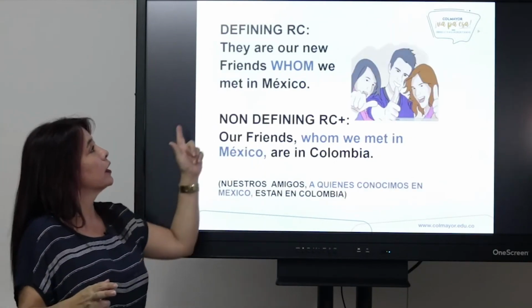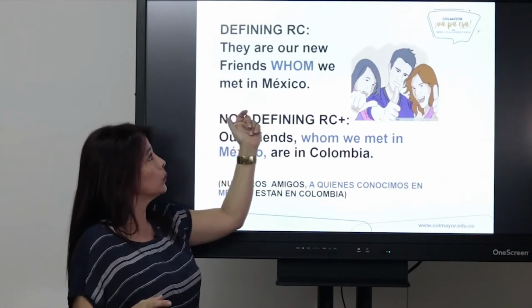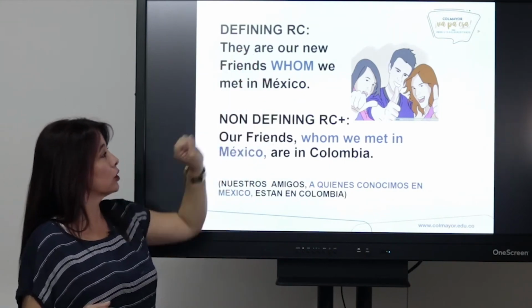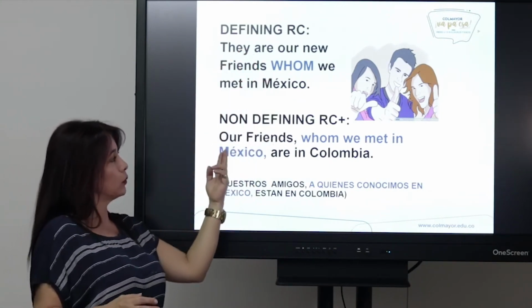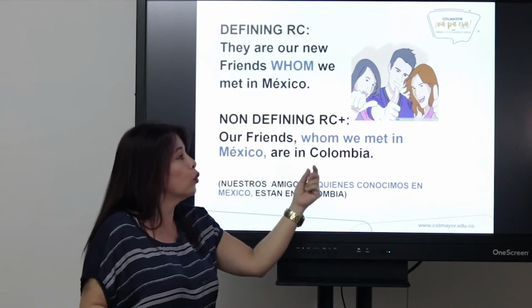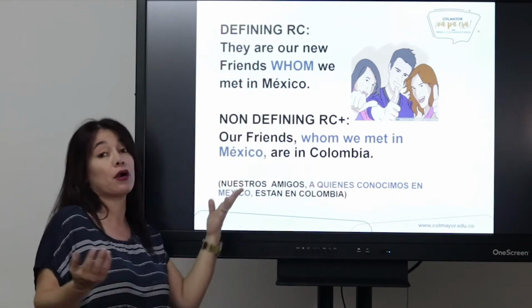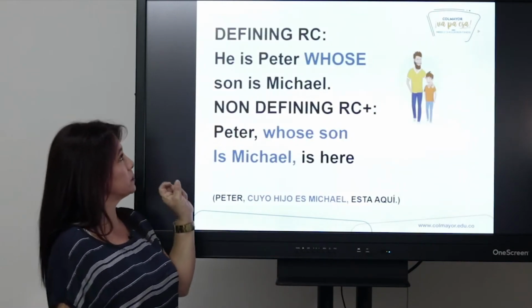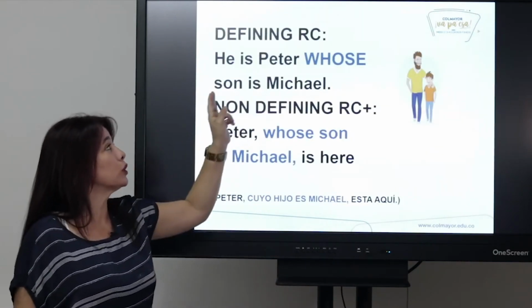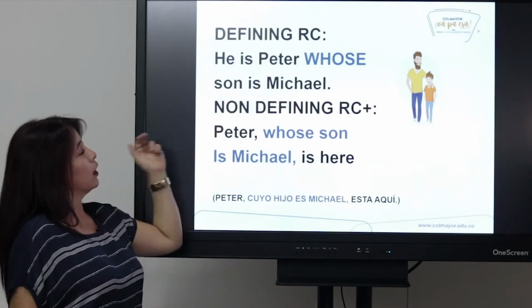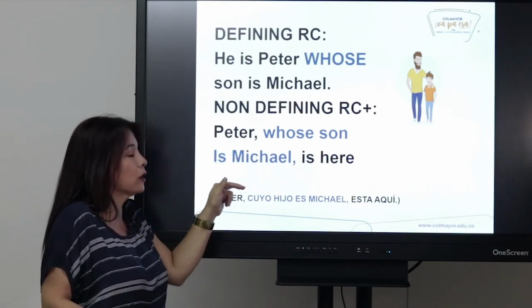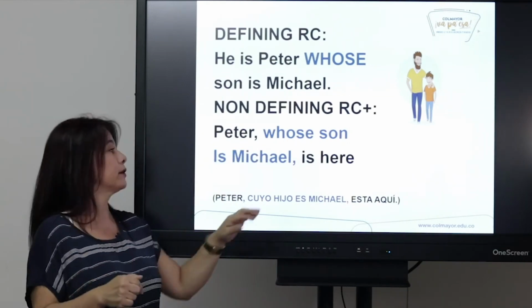Another one. They are our new friends whom we met in Mexico. According to this relative clause, we have a non-defining one: our friends, whom we met in Mexico, are in Colombia. And finally, the other example with Peter. He is Peter whose son is Michael. The non-defining relative clause is: Peter, whose son is Michael, is here.